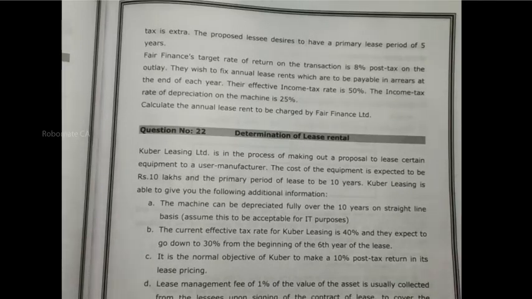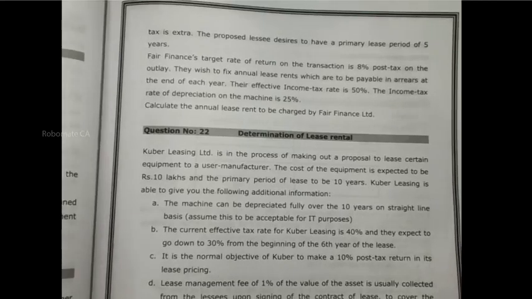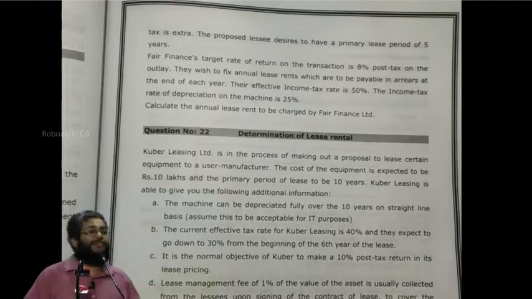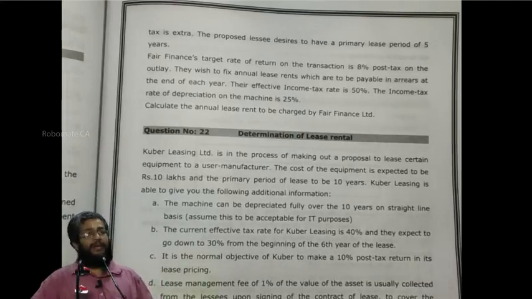They wish to fix an annual lease rental which is to be payable in arrears at the end of each year. The effective income tax rate is 50%. Income tax rate of depreciation of the machine is 25%. Calculate the annual lease rent to be charged by FIANL Limited. That's the question which has been asked. I think you all have read the question along with me or not?